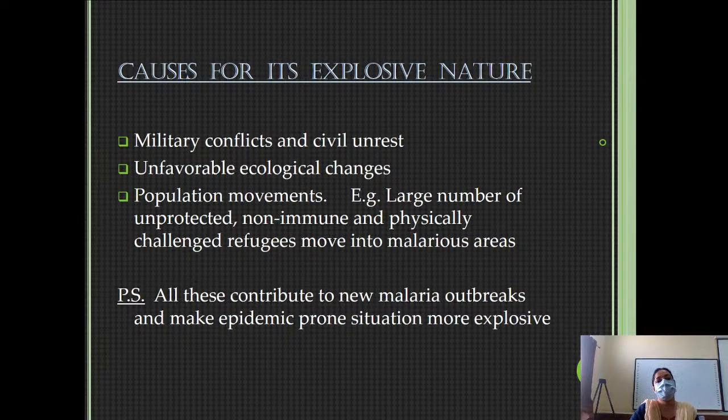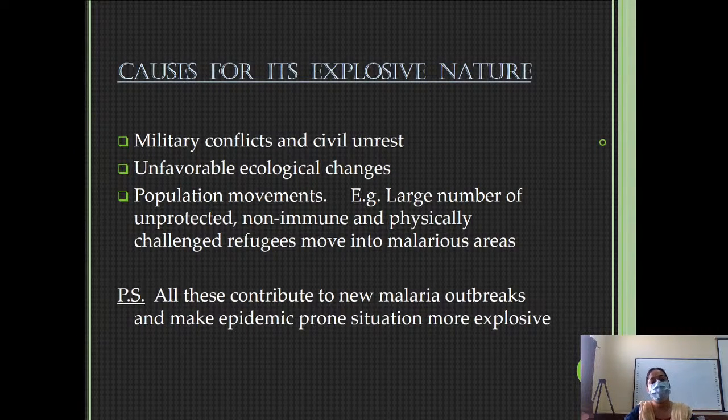Now, what has caused the explosion in malaria? Initially it was a lot of military conflicts and civil unrest, which led to migration of people, or movement of people from one place to another. And when people moved, the mosquito population also moved, and they affected these previously immune or previously unexposed populations to the disease, to the mosquito bites, I would say, and disease traveled from one place to another.